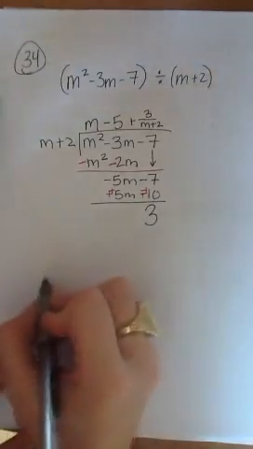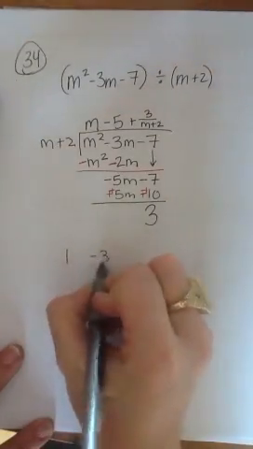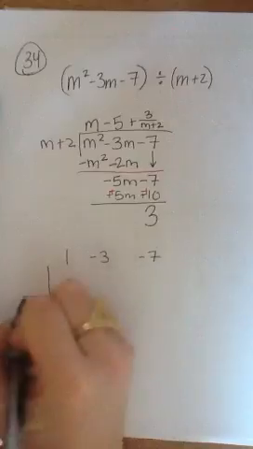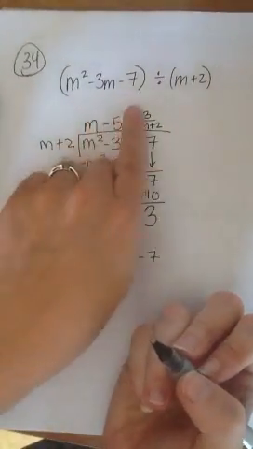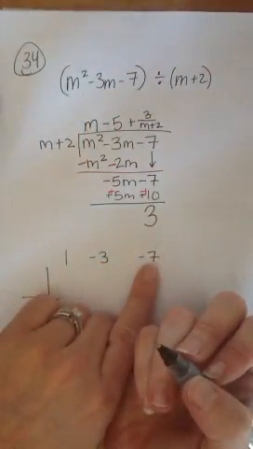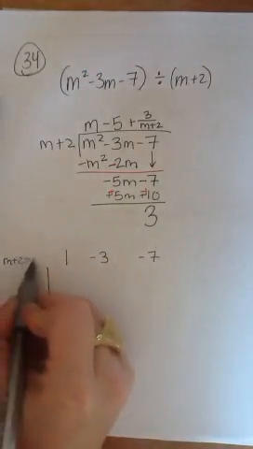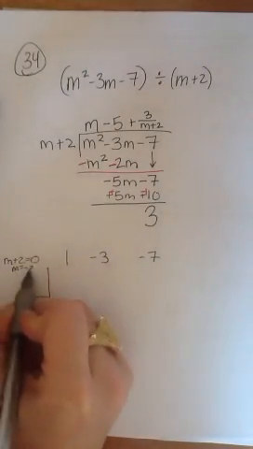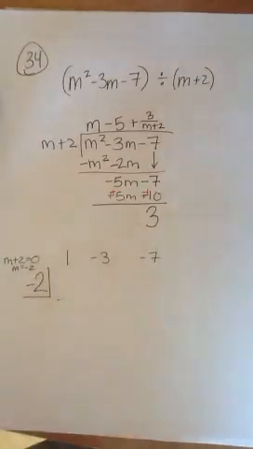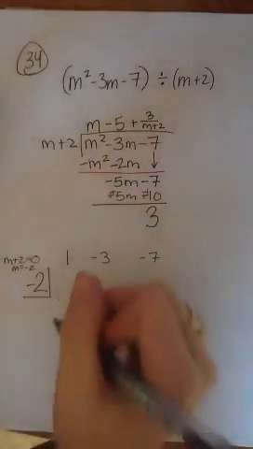Synthetics, much faster. We need to write down the coefficients. So I went 1, negative 3, negative 7. Watch your negative signs. Now, over here, I have m plus 2 equals 0, so m is a negative 2. So I'm going to put a negative 2 in the box. Draw my line.